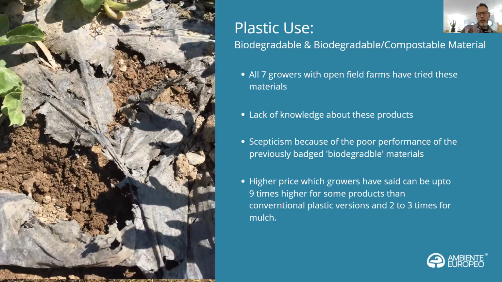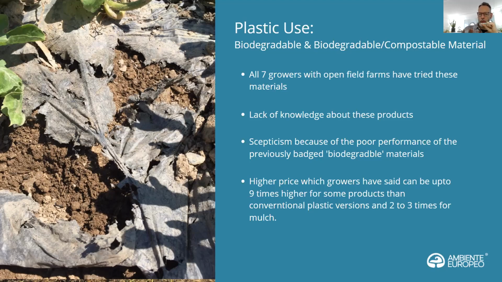So looking more broadly at their use of biodegradable and biodegradable compostable materials, all 7 growers with open field farms have tried these materials, and probably 5 of those 7 would have been with our trials with Novamont. As I said before, one of them has been using compostable material on a large scale for a year, for I think actually more like 3 years now, and that was independent of us.